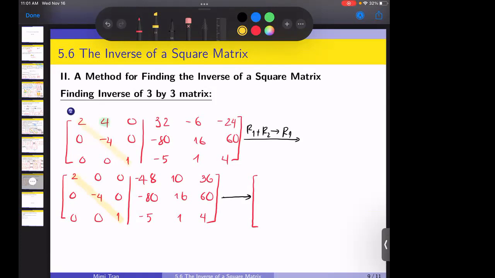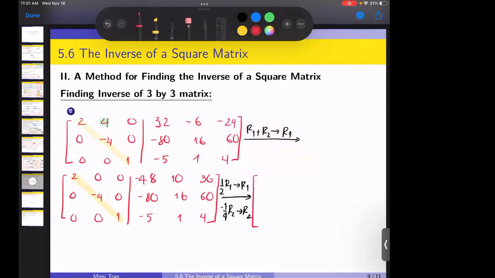It's the easiest step. Multiply the first one by a half, right? So 1/2 times 2 is 1, and multiply the second one by -1/4, right? And we're done. Yay! Almost.